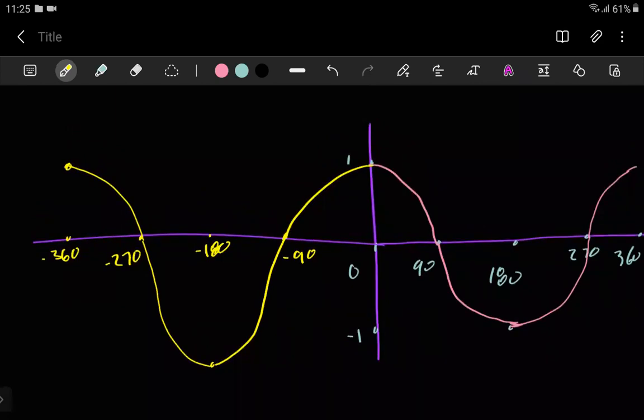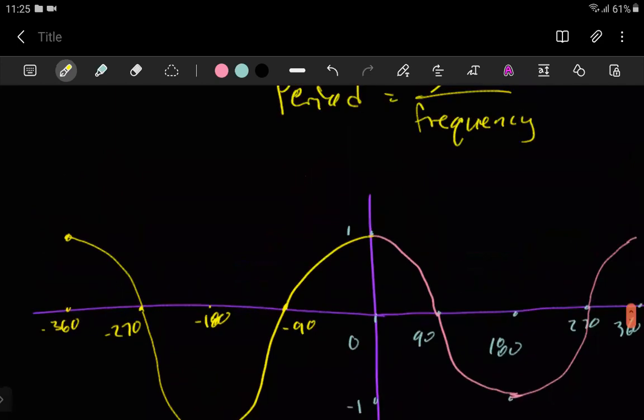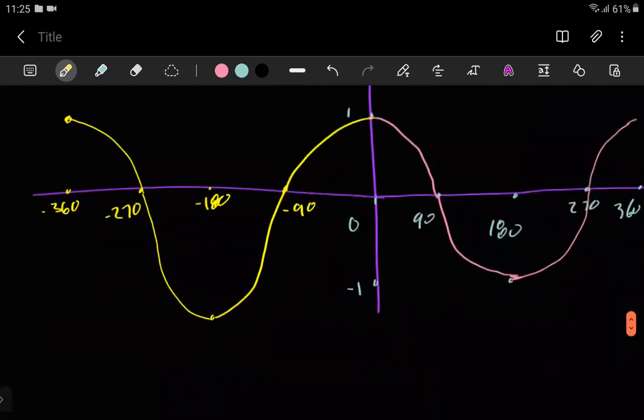So in a situation like this one, the frequency of this graph is just 1. Because in a space of 360, whether you're looking to the left or to the right, you're just seeing one graph. And it is taking you 360 to get a full graph. So that's why the period is 360.